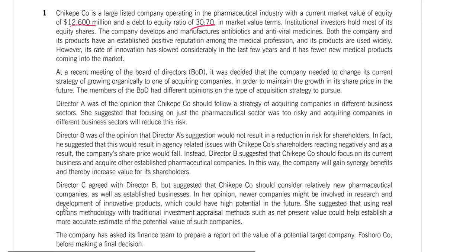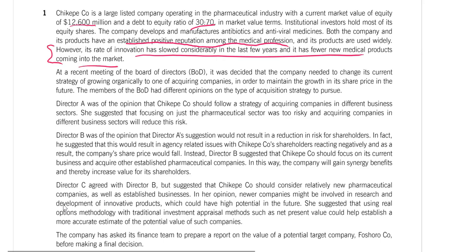Institutional investors hold most of its equity shares. The company develops and manufactures antibiotics and antiviral medicines. Both the company and its products have an established positive reputation among the medical profession, and its products are used widely. However, its rate of innovation has slowed considerably in the last few years, and it has fewer new medical products coming into the market. So this is the problem.